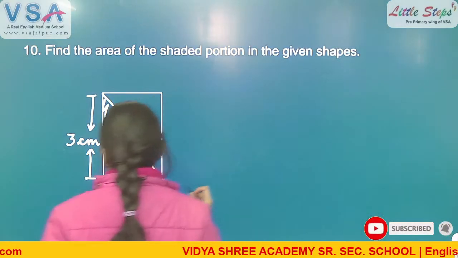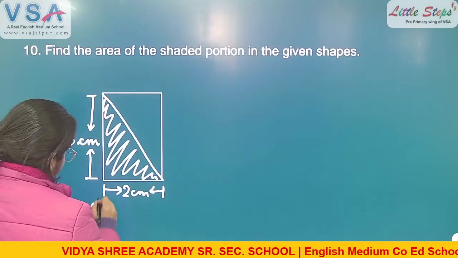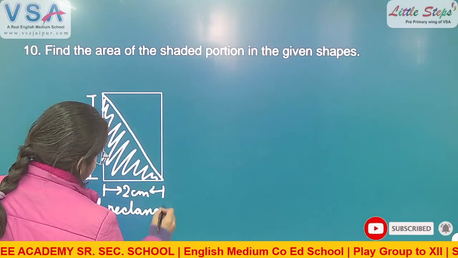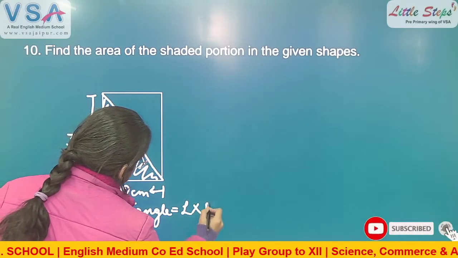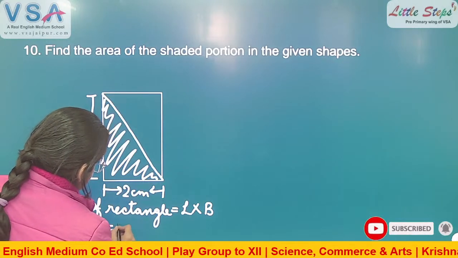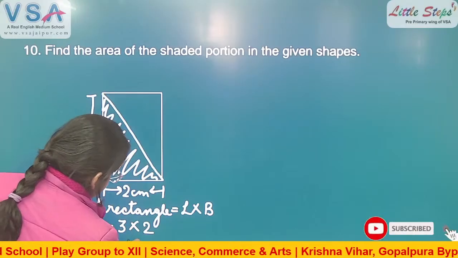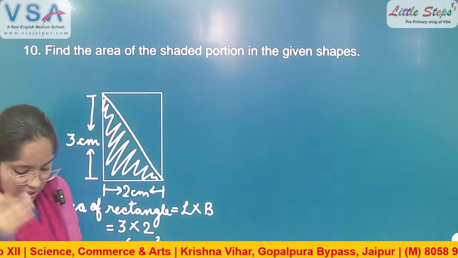So what is the area of the rectangle? Area of rectangle is length multiplied by breadth. That is 3 into 2. 3 twos are 6. So 6 centimeters square is the area of the rectangle.